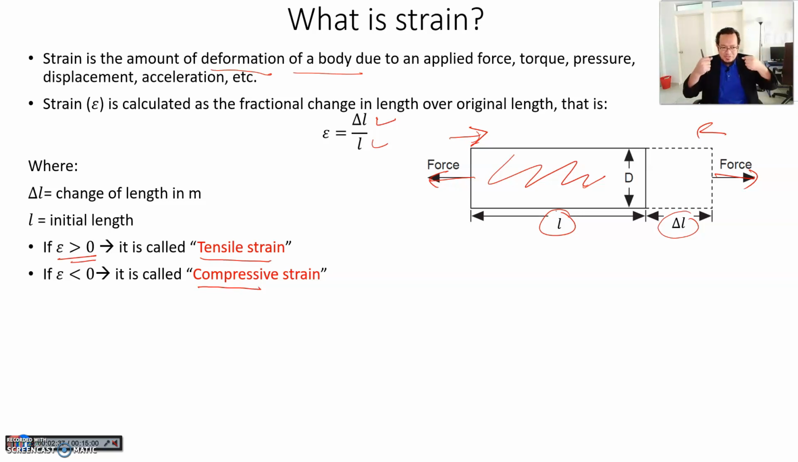So it's a positive strain, meaning the tensile is trying to increase the length. If it's a compressive strain, it's a negative value, it's trying to push and reduce the length of the object.